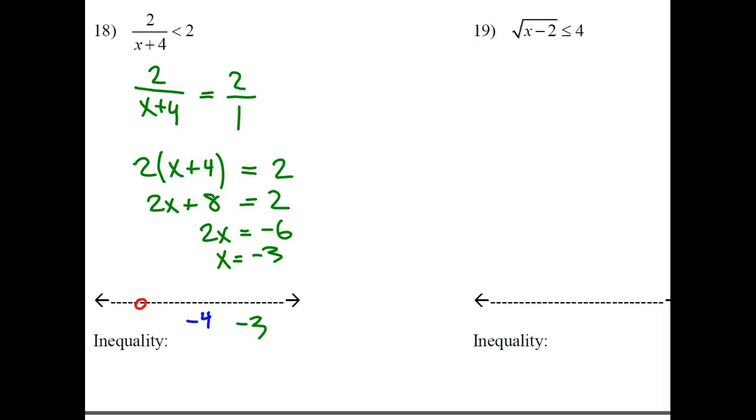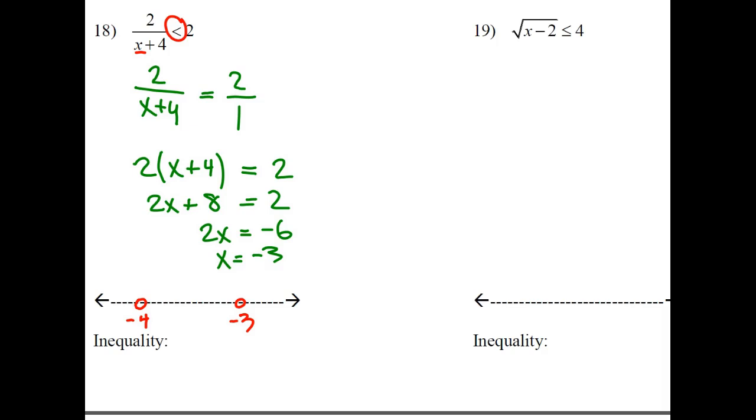One's going to be over here at negative 4, and one's going to be here at negative 3. So make that one negative 4, make that one negative 3. It certainly can't be negative 4 because up here, that would make your denominator 0. And it can't be negative 3 because this right here is not a less than or equal to. So now I determine if the solution is in between or on the outside.